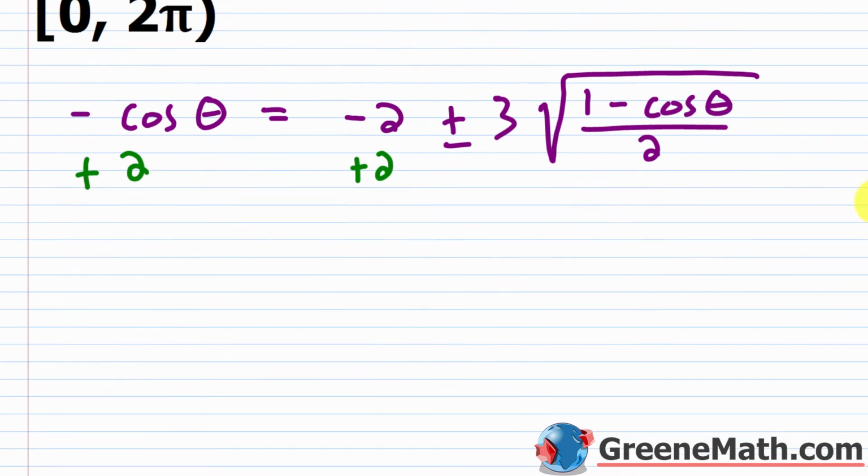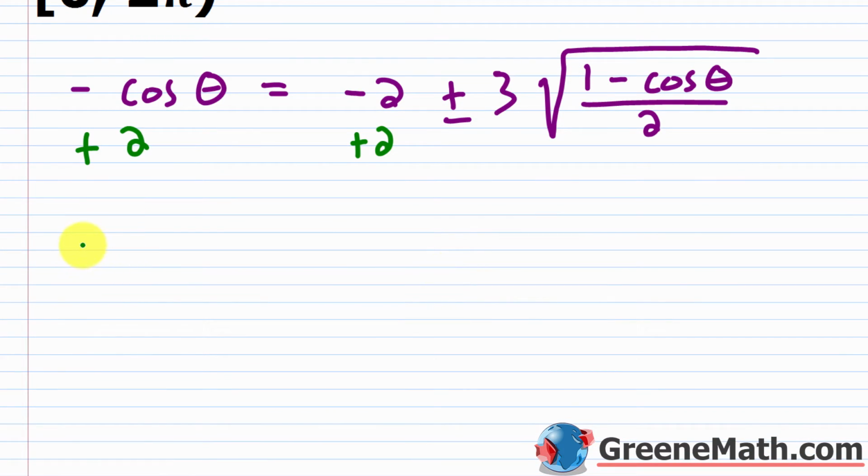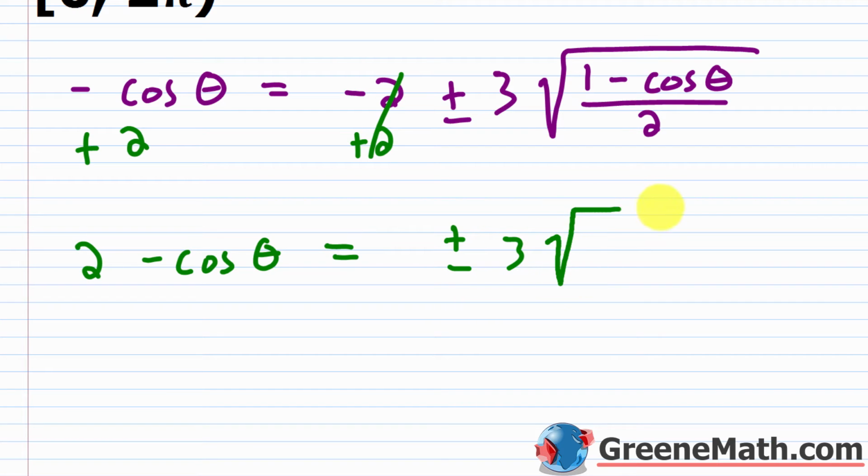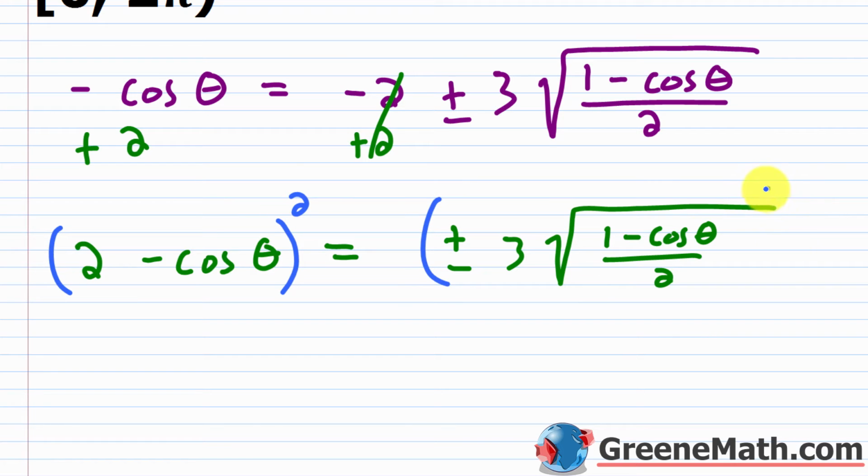And let's scroll down just a little bit. So I'm just going to say that I have 2 minus the cosine of theta is equal to, this is canceled over here, so I have plus or minus 3 times the square root of 1 minus cosine of theta over 2. Now I can square both sides, okay? So I can get rid of this radical. So I'm going to square this side, and I'm going to square this side.